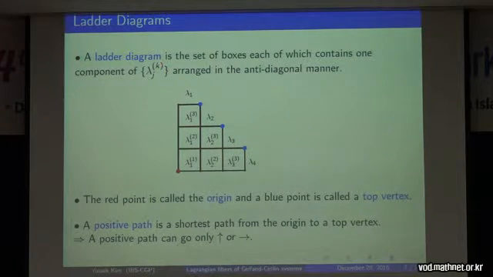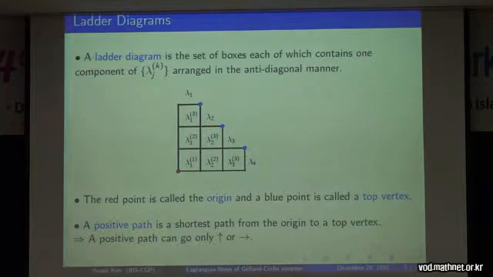So a ladder diagram is the set of the boxes, each of which contains one component of the eigenvalue functions arranged in the anti-diagonal manner. So here is a ladder diagram. As you can see, in the first anti-diagonal, it contains the eigenvalue of the 1-by-1 principal minor. In the second diagonal, we have the eigenvalue of the 2-by-2 minor, and so on.